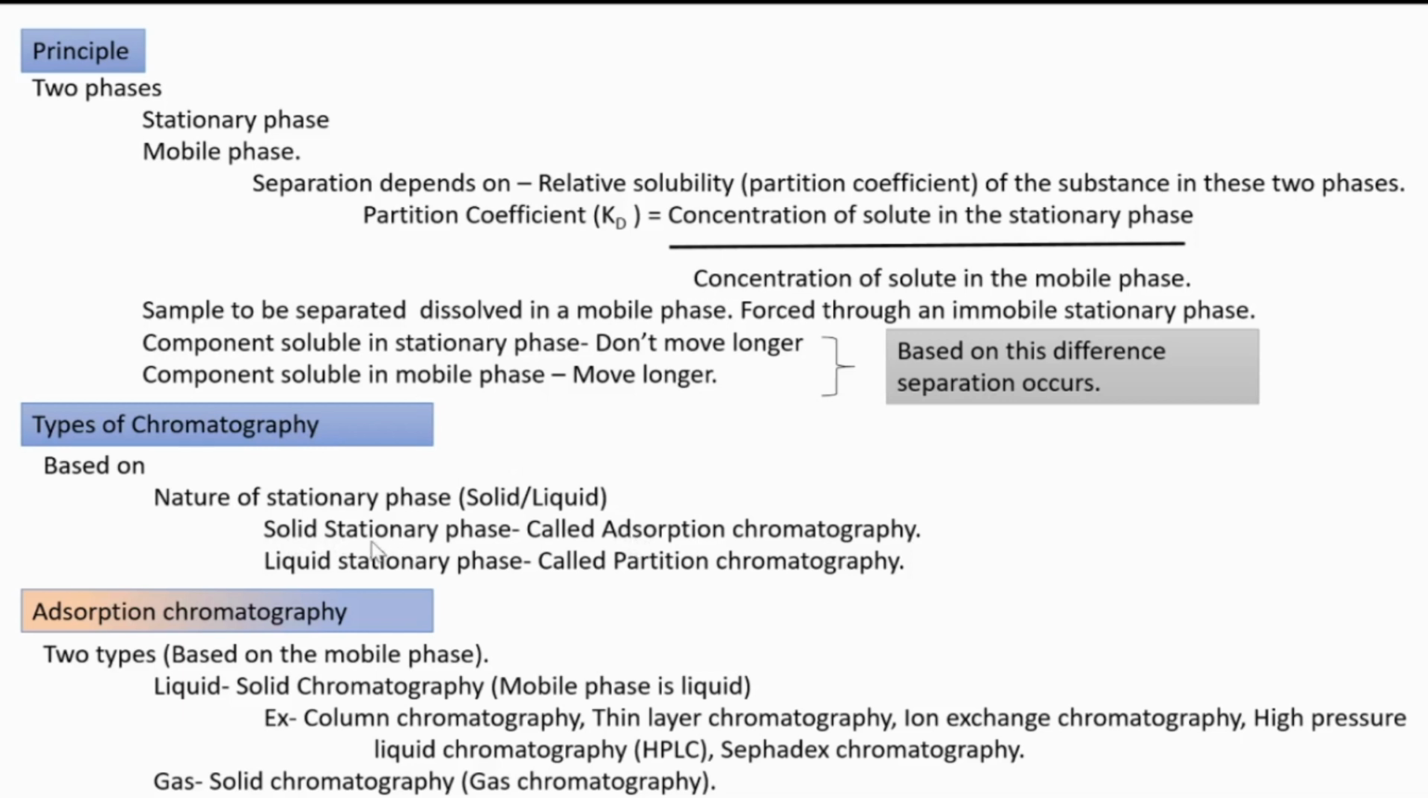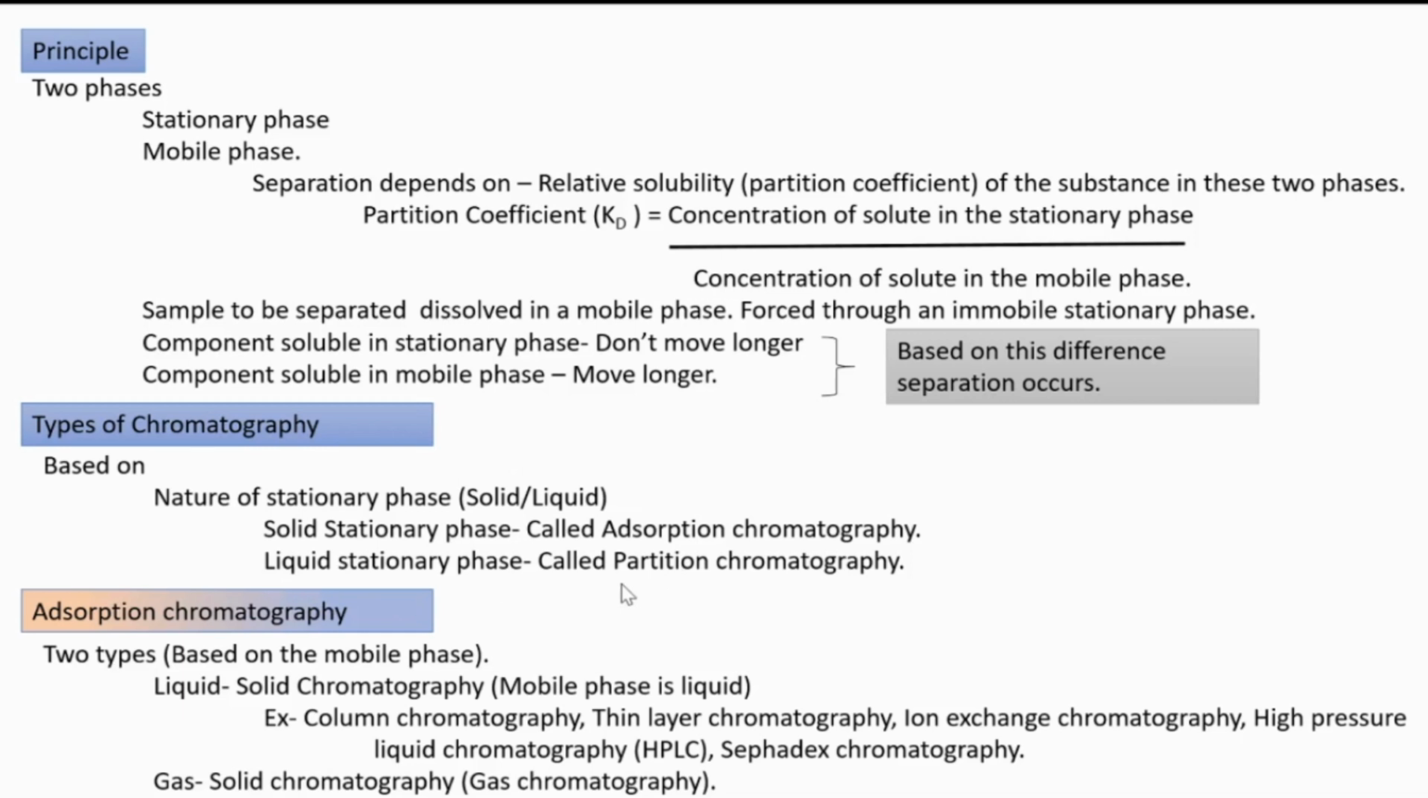So those chromatography having a stationary phase with a solid thing are called adsorption chromatography. It means chromatography with a solid stationary phase is called adsorption. SSA. Okay. Then the other case, stationary phase liquid. Then what type of chromatography is it? It is called partition chromatography.